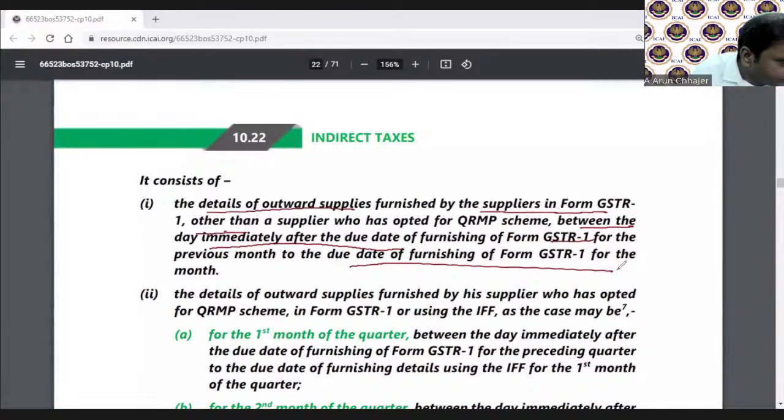Sir, by filing, we mean paying the taxes. We are paying the taxes in GSTR3B. Right now, we are talking about GSTR1. We are paying the taxes through 3B. So here, we are not required to pay any taxes. Filing means only reporting the details and submitting with OTP or DSC.